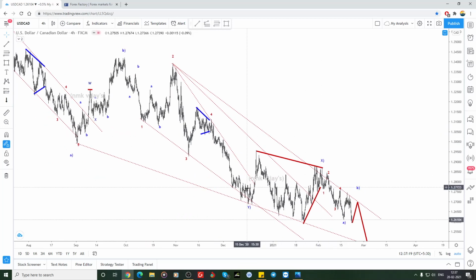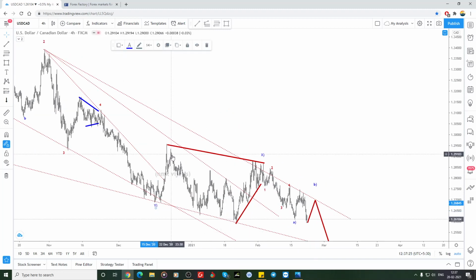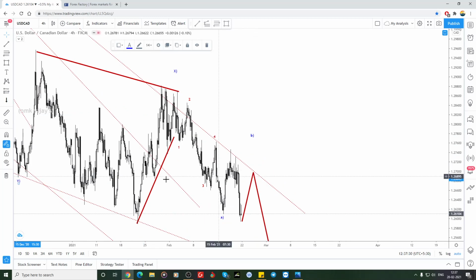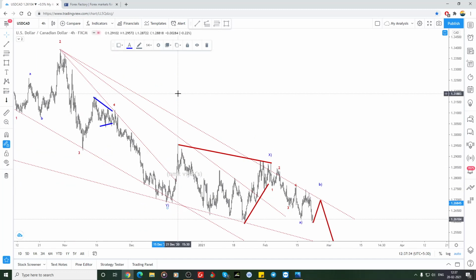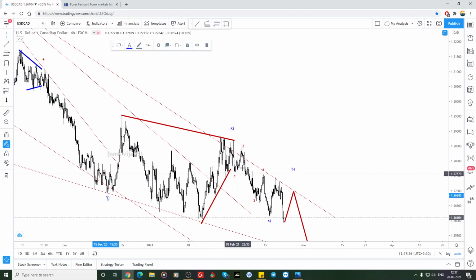So here I just come to a conclusion. So the Y is ended here. After that it's an A. So A, B, C as a B. Here also C, D, and E is ended here. So after that there is a perfect 1, 2, 3, 4, 5. So this is an A. So we are in that B wave.